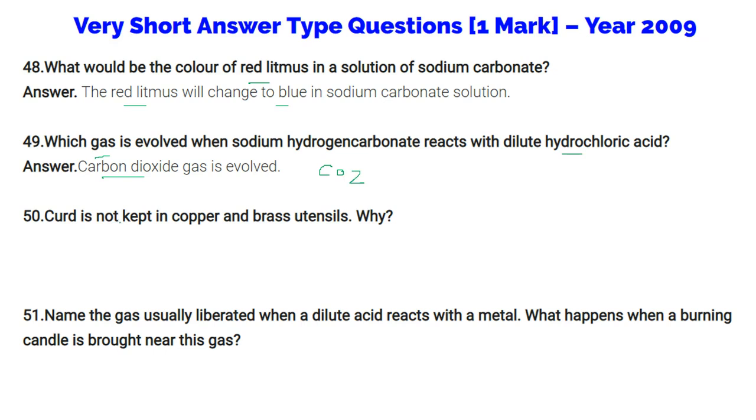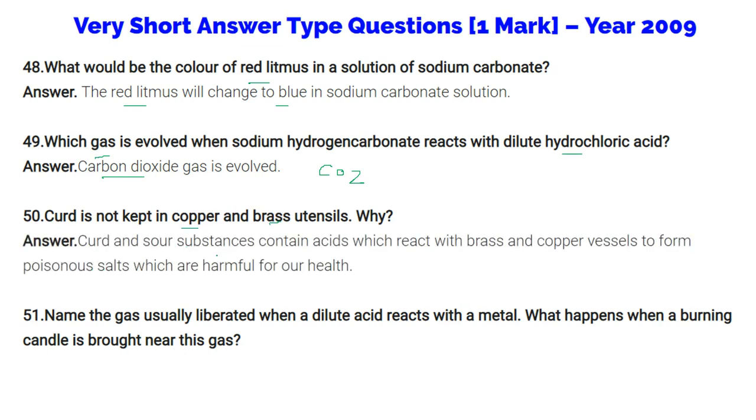Curd is not kept in copper and brass utensils because curd is acidic, so it will react with the copper and brass utensils. Curd and sour substances that contain acids react with brass and copper vessels to form poisonous salts. That is, the salts which are not good for our body.